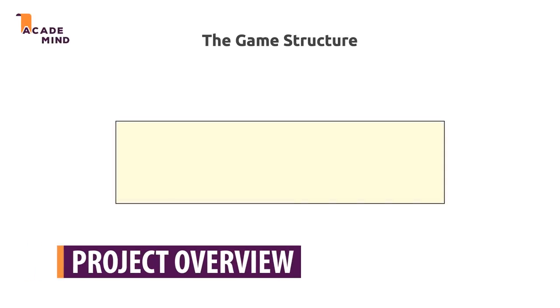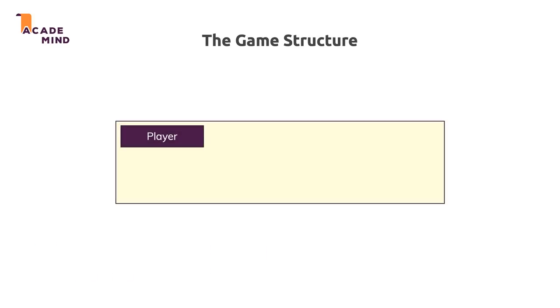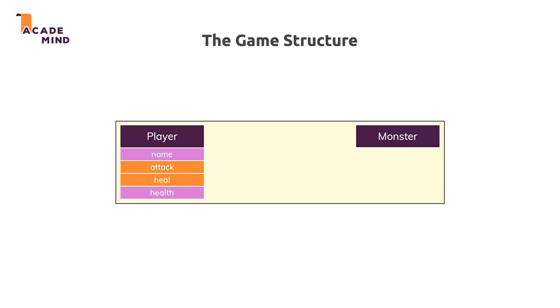So before we dive into Python, let's have a look at the actual game that we want to build. The game will actually consist of a player, us basically, and a monster. The player has certain attributes, you could say. For example, the player name, the player could have an attack, which allows us to harm the monster. We could have something like a heal feature, which allows us to increase our health level. And we also need a health indicator, a health status bar, which shows us if we are still alive or if we are dead.